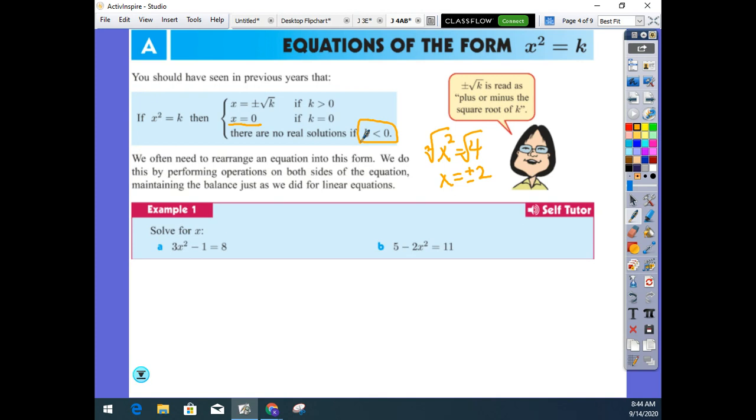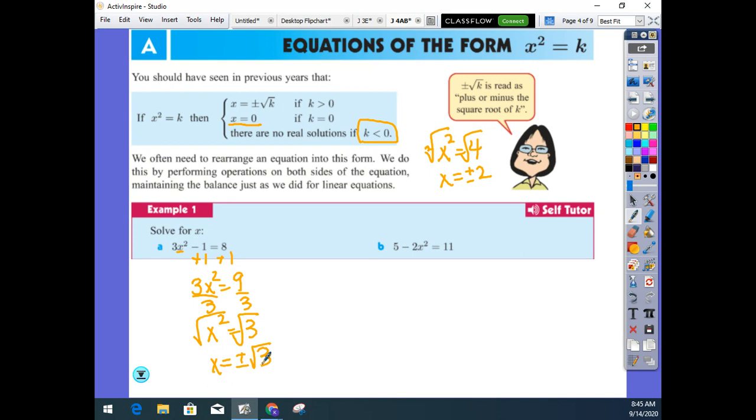All right, so for example 1, if you only see a single x in the equation, isolate the x. Add 1, divide by 3, x squared equals 3. So we square root both sides, so we need plus or minus, and we can't take the square root of 3, so it just stays the square root of 3.